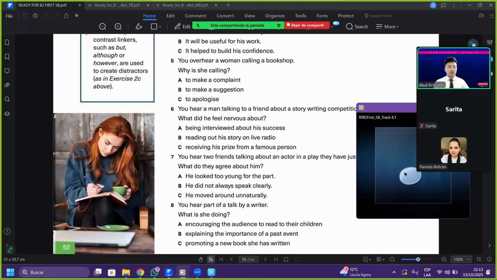5. You overhear a woman calling a bookshop. Hello, yes. It's about a book I bought in your shop last week, a Catherine Adams novel. I just wanted to point out that there were 1 or 2 pages missing. No, there's really no need to apologise. I mean, it's not as if it was the last page or anything, and I got the gist of what was happening without the pages.